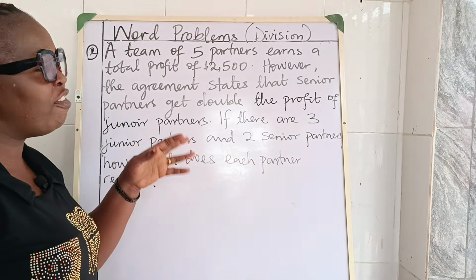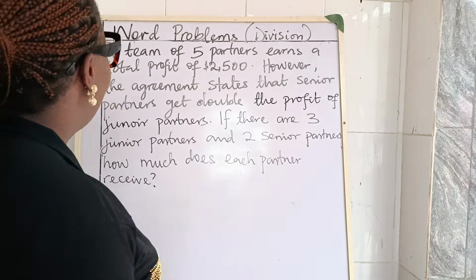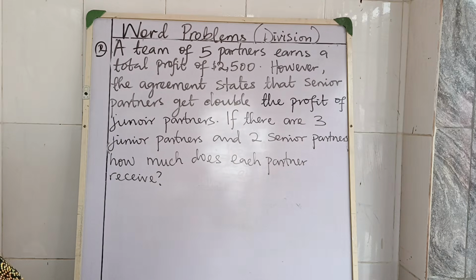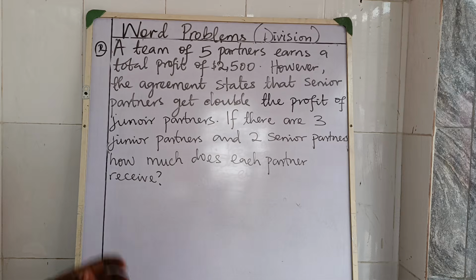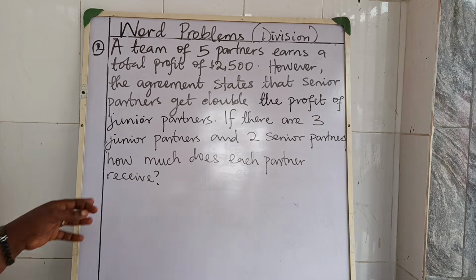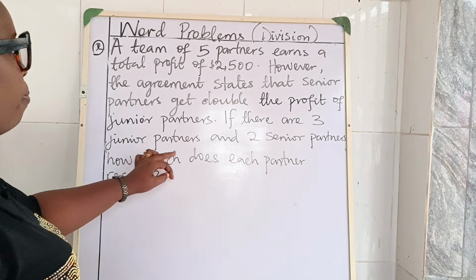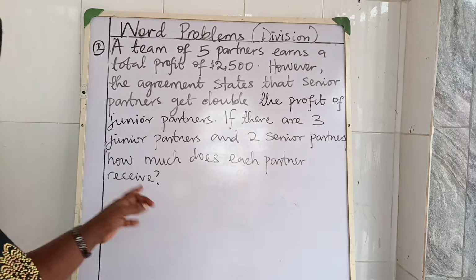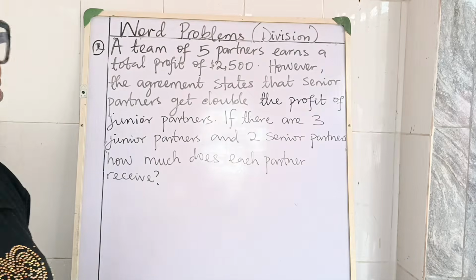A team of 5 partners earns a total profit of $2,500. A team of 5 partners, right? However, the agreement states that senior partners get double the profit of junior partners. If there are 3 junior partners and 2 senior partners, how much does each partner receive?